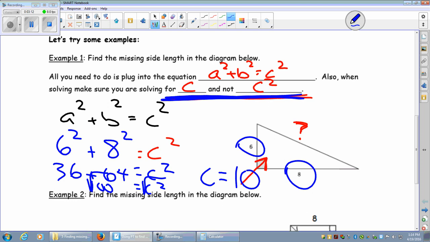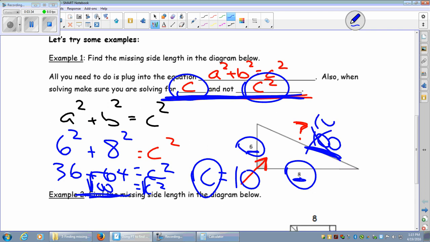Now, that's the part I was talking about right here. A lot of my students, for some reason, think that 100 is the side length. Doesn't it sound a little bit silly if this side is 8 and this side is 6, for this side to be 100? So that's what I'm saying when I say make sure that you're solving for c and not c squared. That's c. Remember, when we did square roots, to get rid of a square, we got to take the square root of both sides. So not 100, but 10.